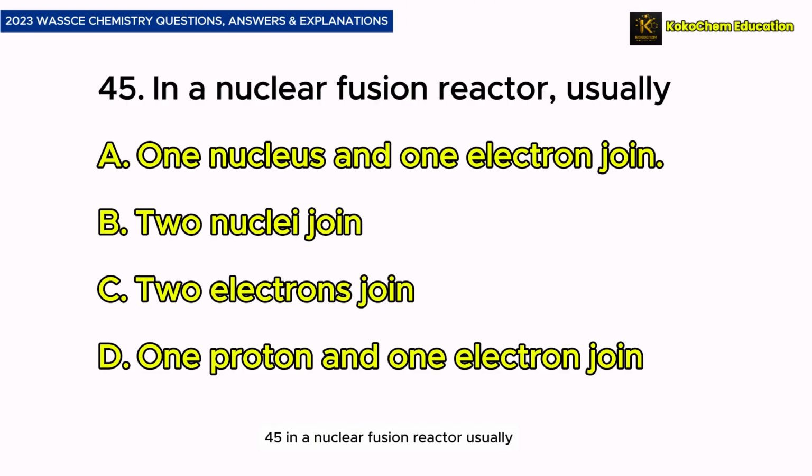45. In a nuclear fusion reactor, usually A, one nucleus and one electron join. B, two nuclei join. C, two electrons join. D, one proton and one electron join. The correct answer is B, two nuclei join.